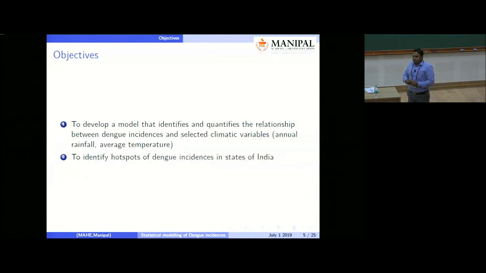These are the two objectives of the study. The first objective is to develop a model that identifies and quantifies the relationship between dengue incidences and selected climatic variables in India. The second is to identify the hotspots, or spatial clusters, of dengue incidences in the states and union territories of India.